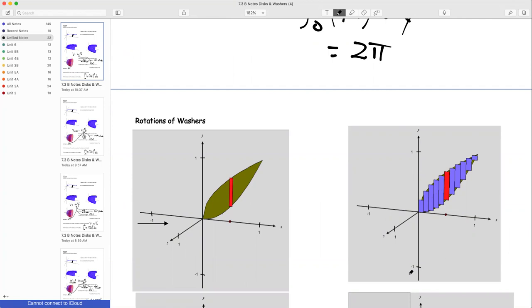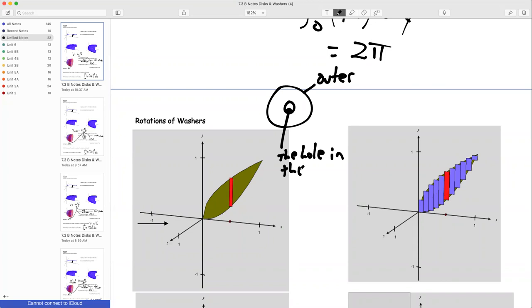All right, but when I talk about a washer, we're talking about that little metal disc with a hole in it. So it looks like a donut. We got the outer part. We have the hole in the middle, which is the inner part.